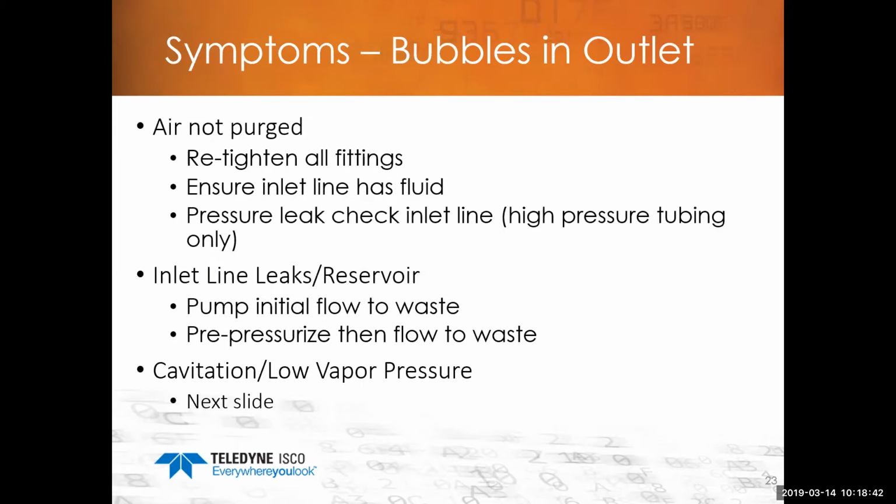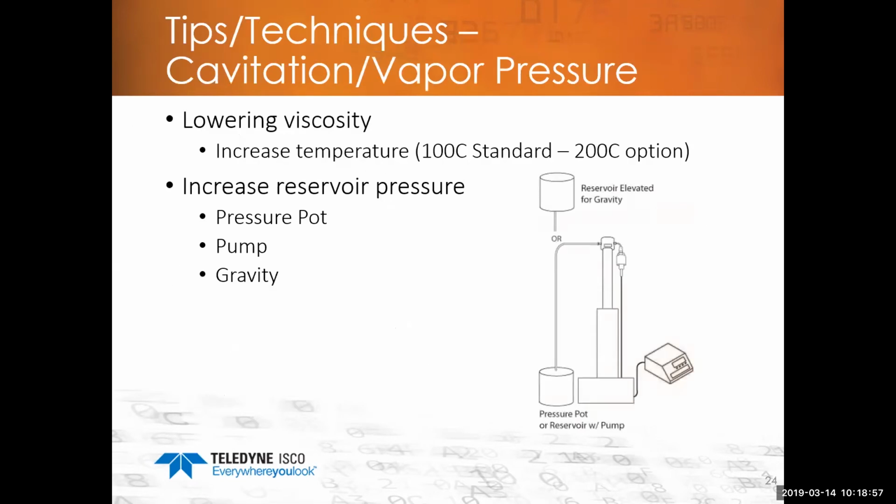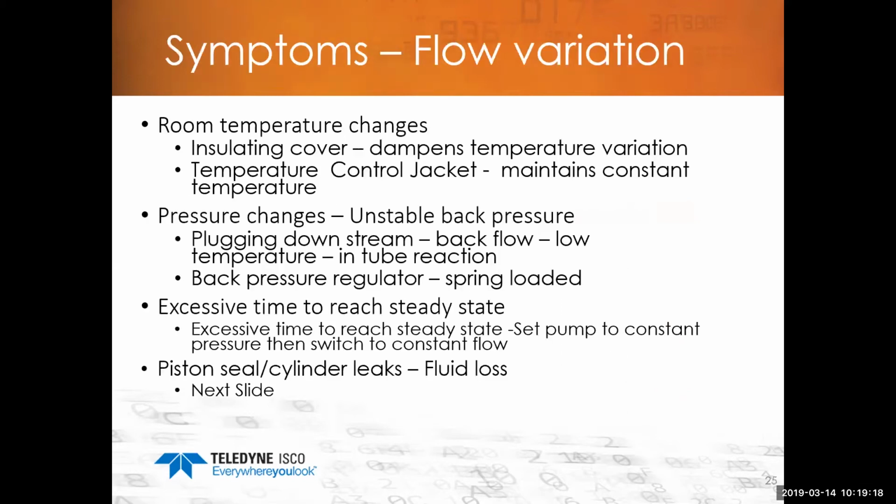If the inlet line leaks, pump the initial flow to waste and pre-pressurize it, then flow back to waste. It tests out to make sure there are no leaks, or that the leak may show up. If you notice there might be cavitation, something to do there is lower the viscosity a little bit by increasing the temperature, so the fluid stays complete in the system. You could also increase your reservoir pressure using a pressure pot and some gravity.